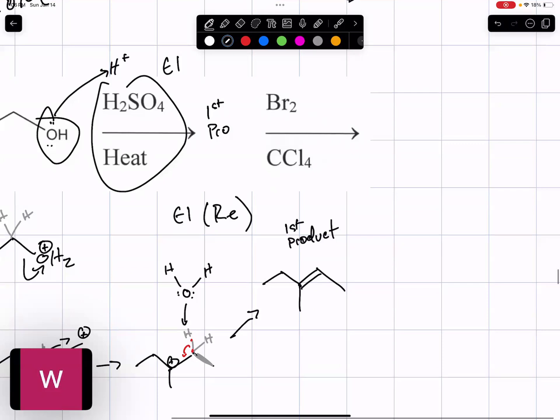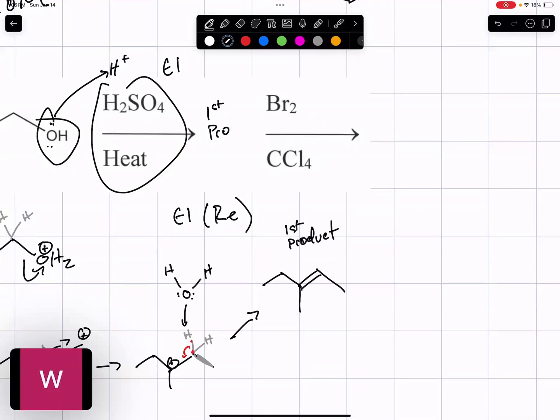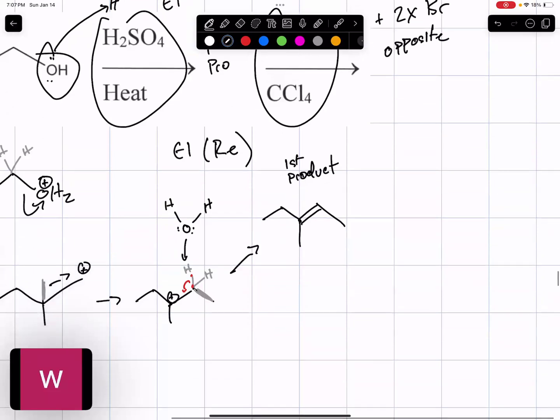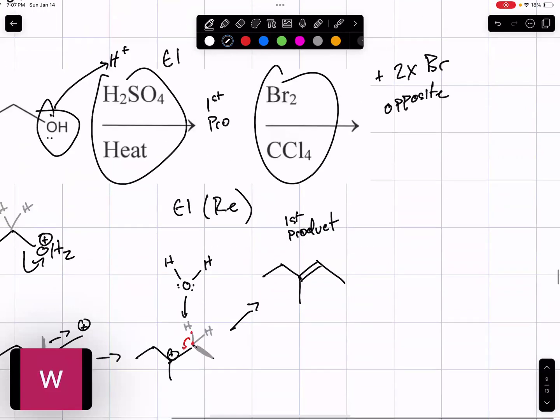What happens after I basically halogenate this? I make a dihalide. What is Br2 and carbon tetrachloride? What does this do? It creates two bromines. It adds two bromines, or just two halogens, but two bromines, yes. How do they add? One on the wedge, one on the dash. Yeah, opposite to each other. Opposite to each other. So onto an alkene, I'm adding a bromine here and here, right?